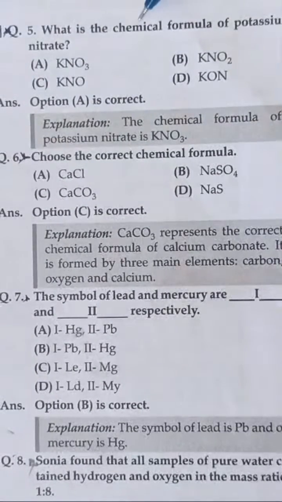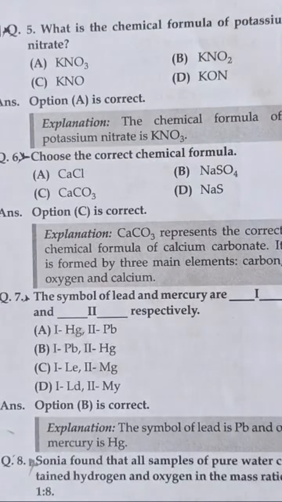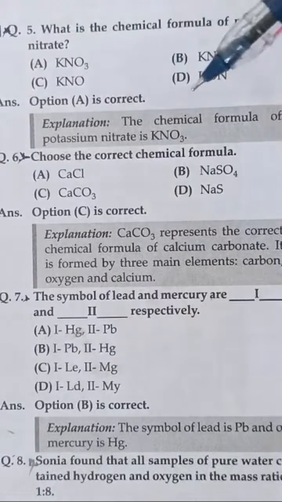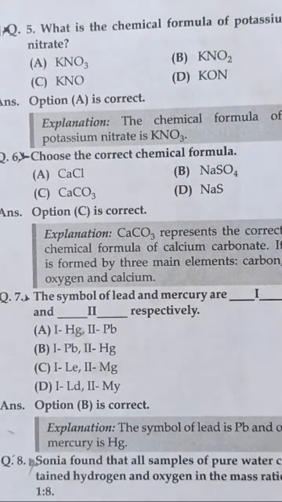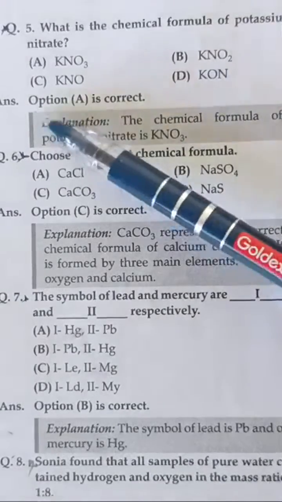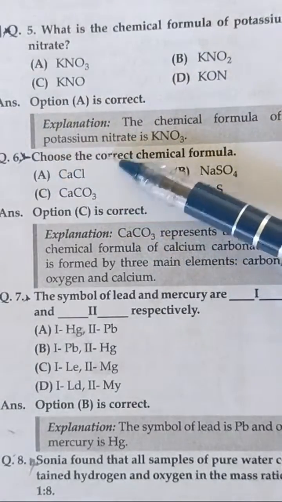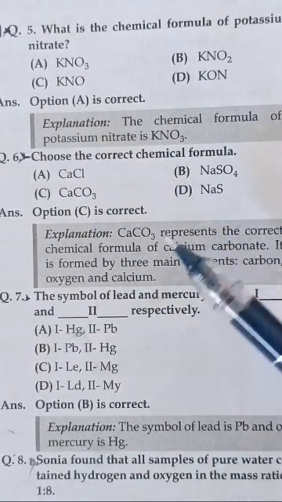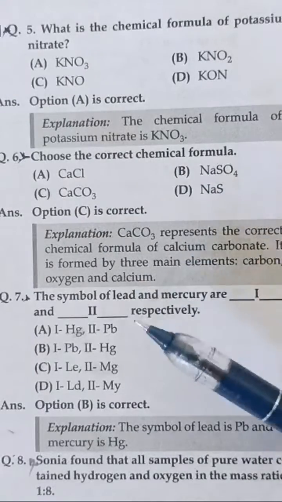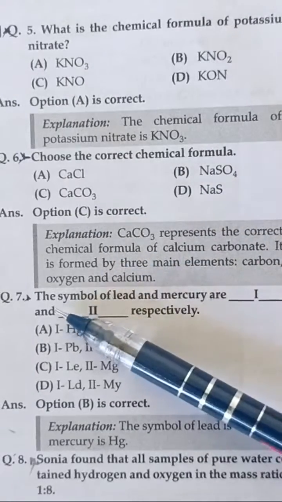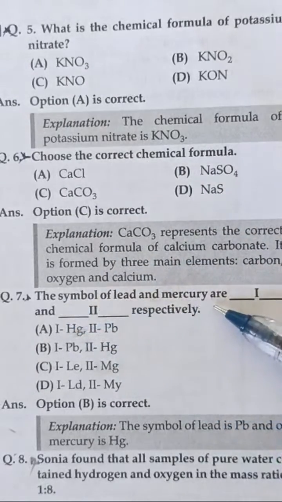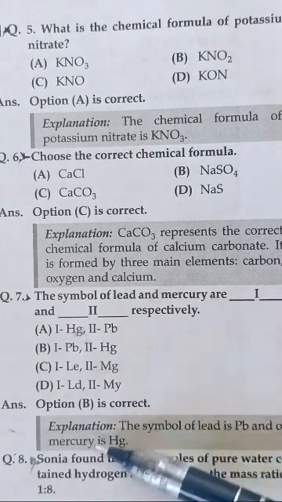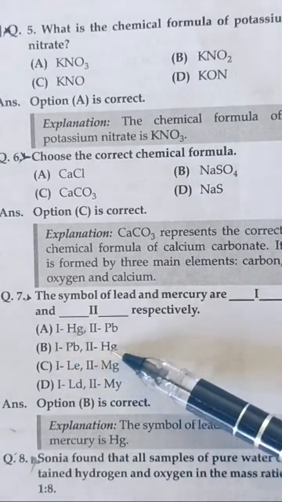What is the chemical formula of potassium nitrate? Answer is KNO3. Choose the correct chemical formula: CaCO3. The symbols of lead and mercury are? Answer is B, Pb and Hg.